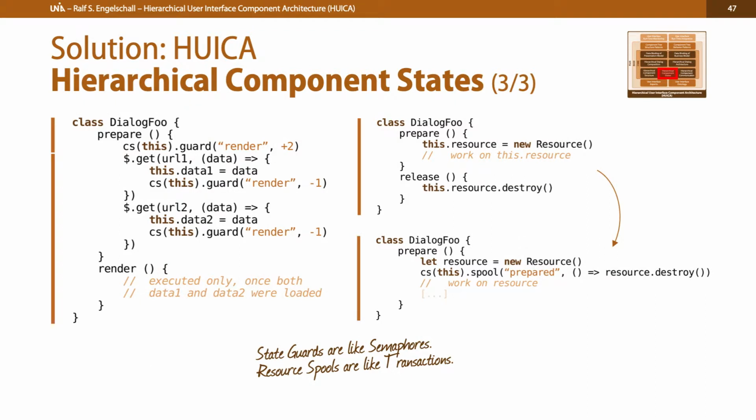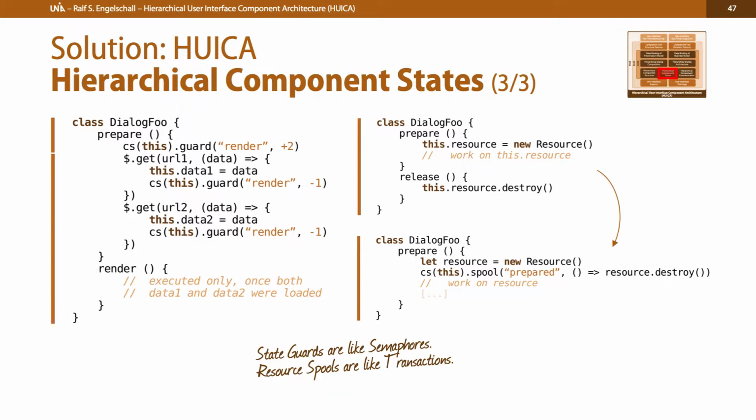Additionally, a HUICA compliant component system has to provide two additional features related to component states. The first are state guards, the second are resource spools. On the left you see a particular code snippet from a dialog which showcases the state guard. Here in a prepare step, the component system is initialized by setting a render guard to the value 2.